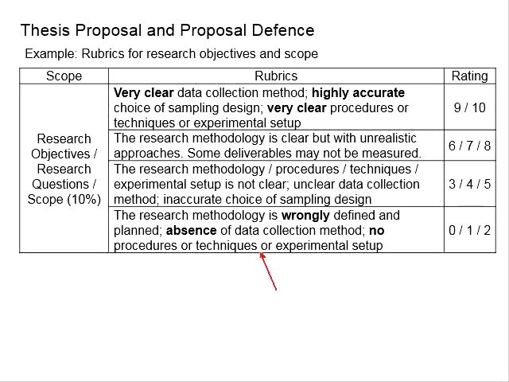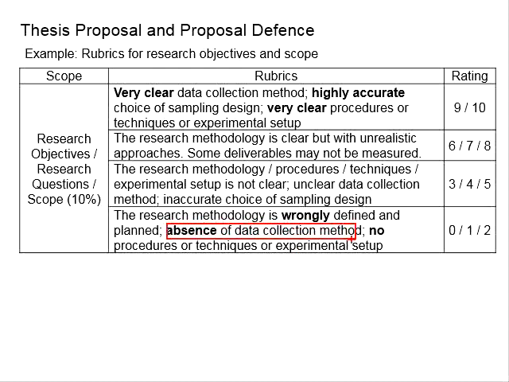The research methodology is wrongly defined and planned, with an absence of data collection method, and no procedures, techniques or experimental setup. That means your research methodology totally cannot work, because it is wrongly defined and wrongly planned. You wanted something, but your research methodology would be something else. You don't have any mechanism for you to collect the data.